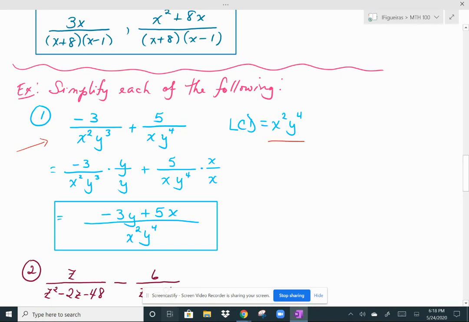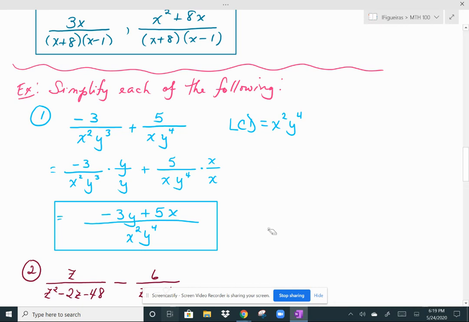Now I must multiply each rational expression by whatever's missing to get that denominator to be x squared y to the 4th. So the first one must be multiplied by y, so that my y cubed will become y to the 4th. And my second expression, well, that one has to get multiplied by x, so that my x becomes x squared. All right, so in the next line, I actually did that multiplication. And once you do the multiplication, you then have a common denominator, so you can write it as a single fraction instead of two separate ones. So you have negative 3y plus 5x over x squared y to the fourth.